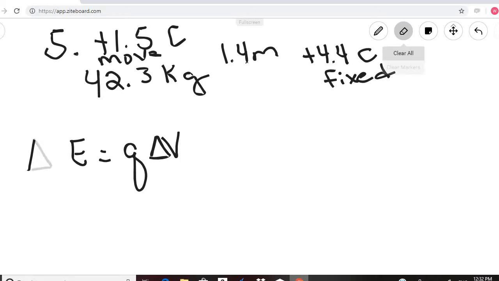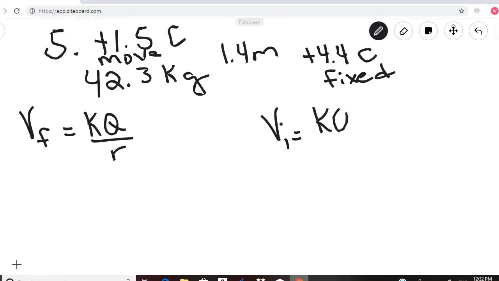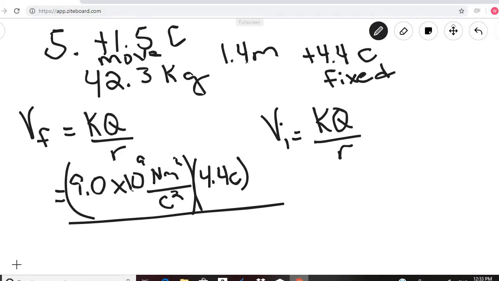So we need to figure out VF and VI, the final electric potential and the initial electric potential. VF is going to be equal to KQ over R, and VI will also be equal to KQ over R. The K and the Q will be the same, but the R value will be different. K is 9.0 times 10 to the 9th Newton meters squared over Coulomb squared. Q is the value of the fixed charge, so it's 4.4 coulombs. And for the final, we want to know how it would be 2 meters away.